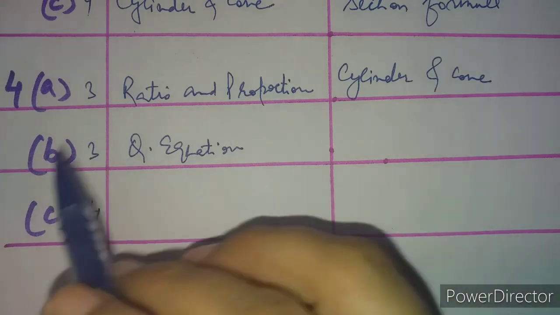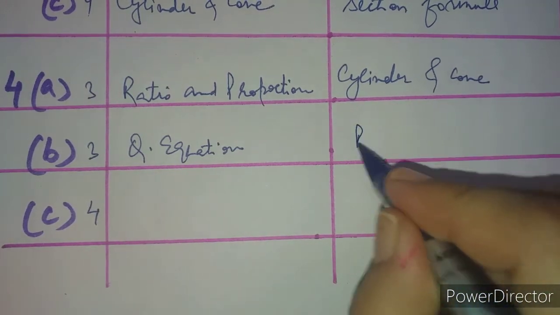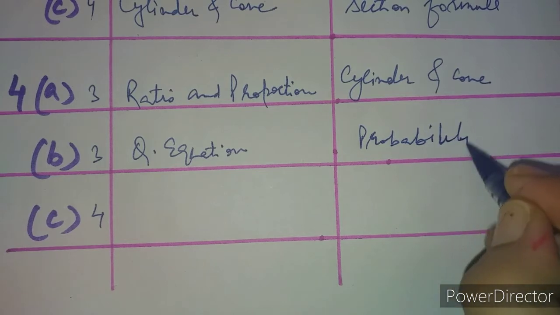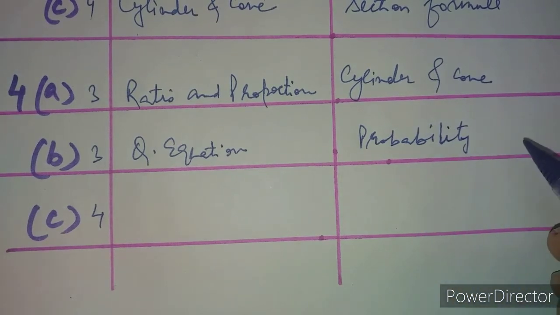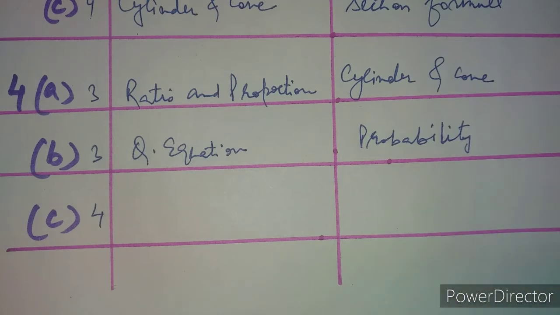In 2020, 4 part B was a question from probability. The question was like a big word was given. You might have seen such questions where one is asked what is the probability of having all the vowels or all the consonants, but an easy one.